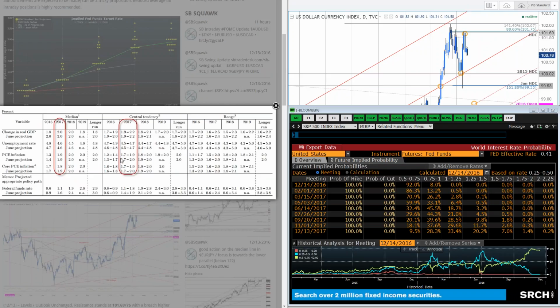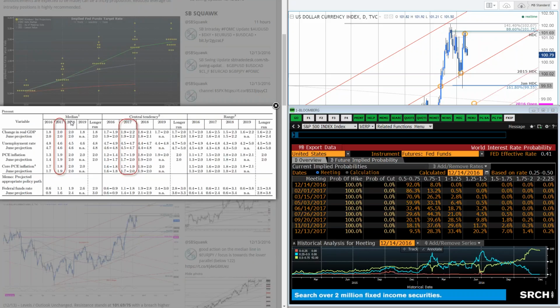What we'll be focusing on is the GDP projections. Unemployment is not going to be important, so scratch that as a major marker. PCE inflation and core inflation are going to be the major ones as well. Things to take note of for today.